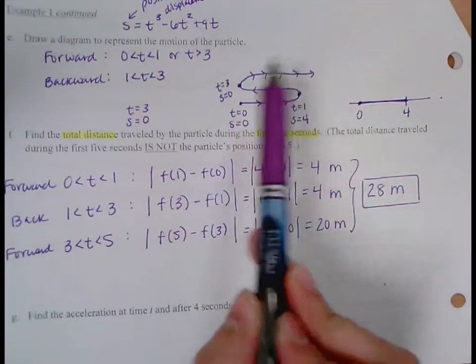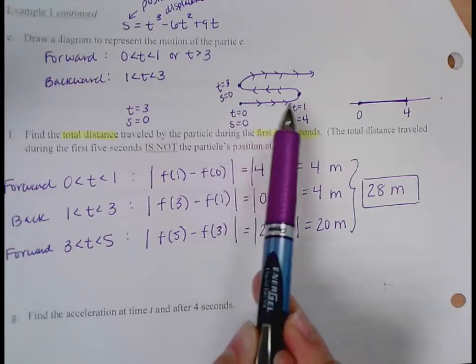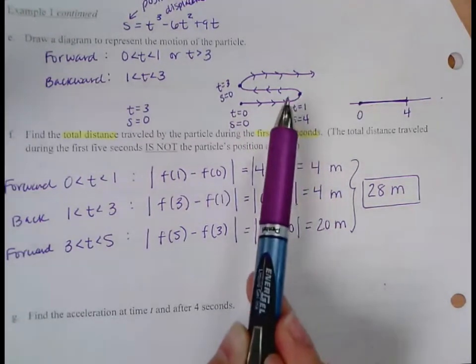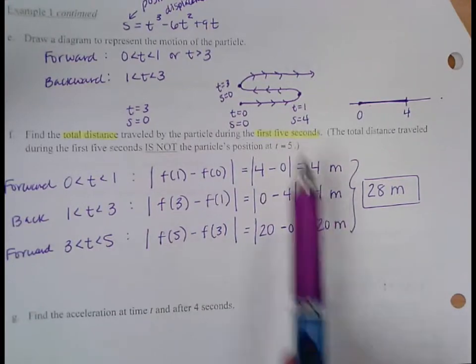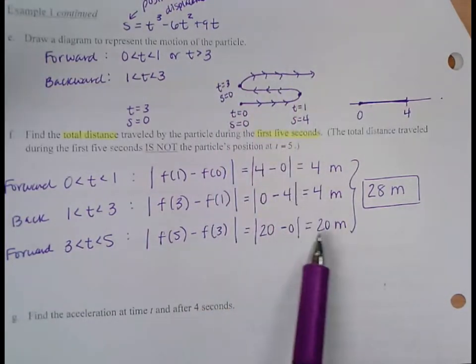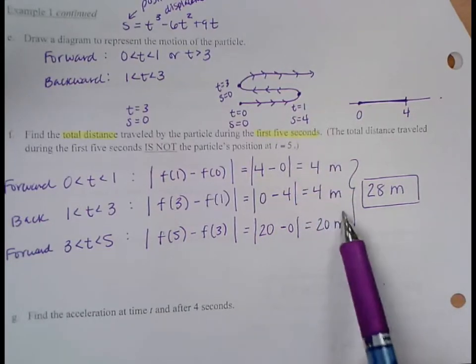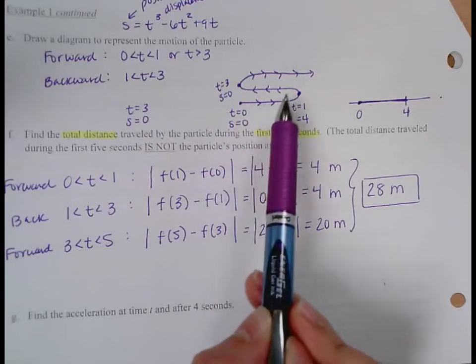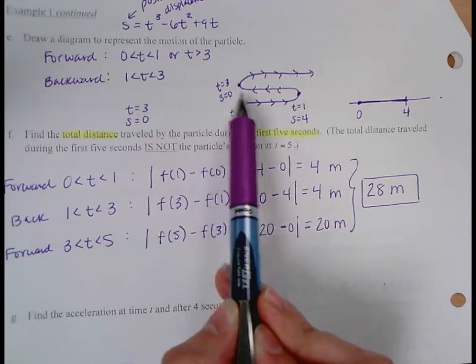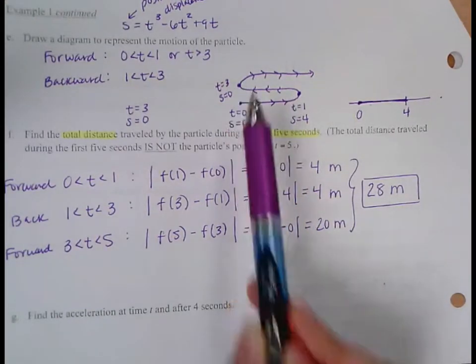And this you could also use to help you here. Because we made this, we can see in that first second the distance is 4 meters. From 1 to 3, going backward, it's going 4 meters. And then we just had to find from 3 to 5 how far it's going. So it's kind of tying into finding the distance too. This really shows that after 3 seconds, the distance was 8, even though the position at 3 is 0. But it still went 8 meters.